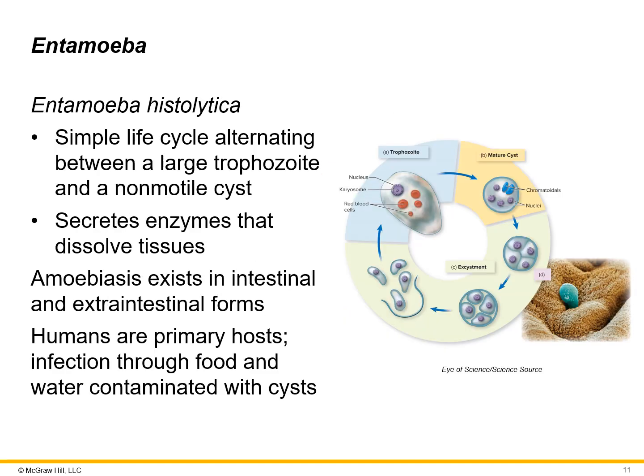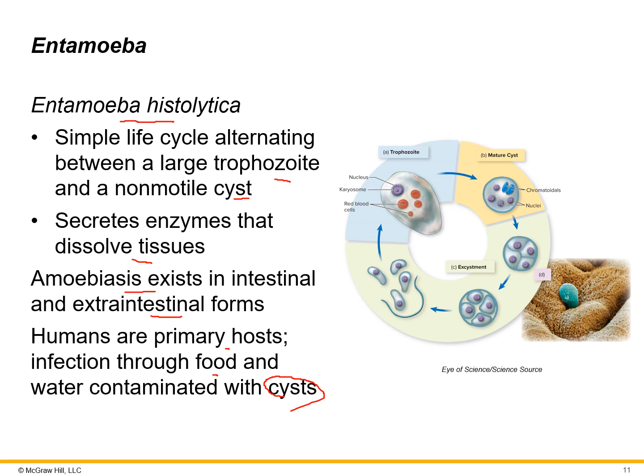And another non-bacterial one here, so the Entamoeba, so amoeba shown here as eukaryotic, Entamoeba histolytica, because it has a simple life cycle, alternates between the trophozoite and the cyst, so it's one of the protozoa. It secretes enzymes and dissolves tissues. Amoebiasis exists in intestinal and extraintestinal forms. And then humans are the primary host for this, and infections occur through food and water that have those cysts.